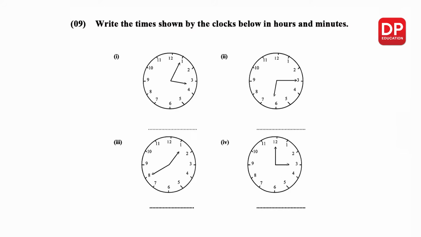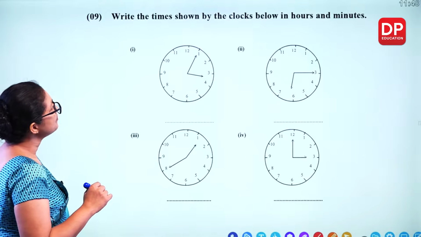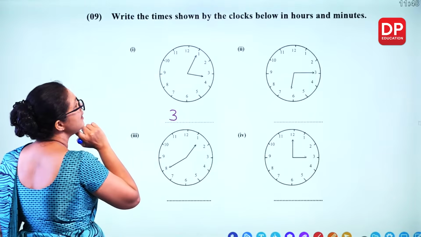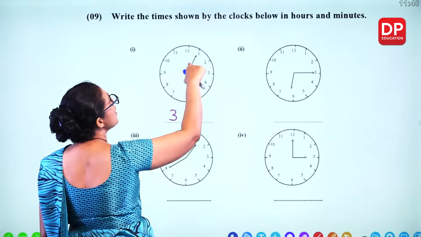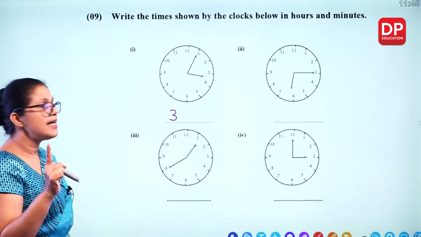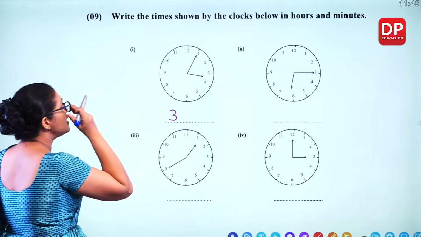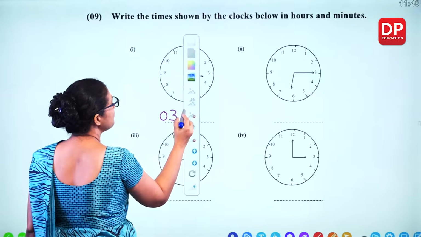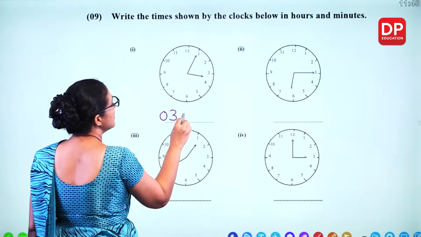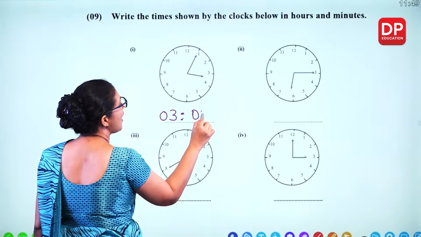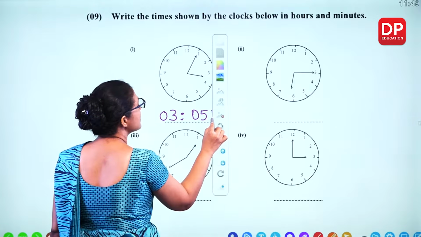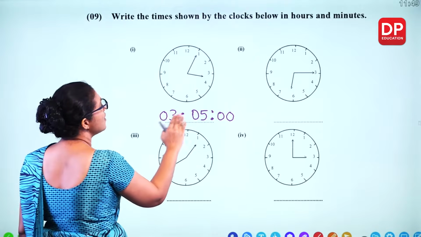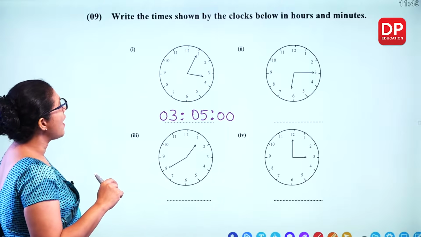Write the times shown by the clock below in hours and minutes. So here 3, here 3 there. And then this one, the minute hand is at 1. So that means 5 minutes. So this is the hour, you can write 03, 3 hours, and you can write 5 minutes as 05 minutes. And if you write seconds, we can't see the seconds. So you can put 00. In this one we can only see the hour hand and the minute hand. 3 hours and 5 minutes.